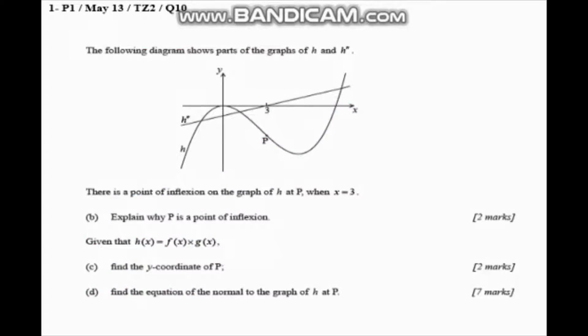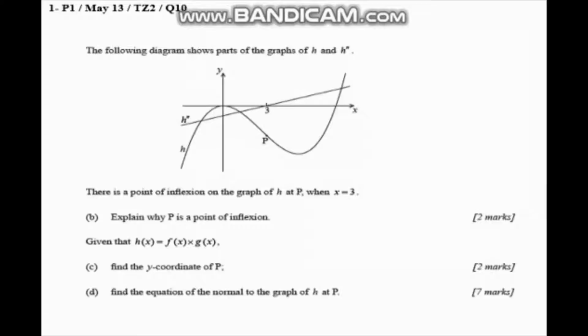Finally, in question D, we are required to find the equation of the normal to the graph of h at P. In order to find the equation of the normal, we need a point and a slope. The point is provided, which is point P, and we know that the x-coordinate is 3, and the y-coordinate has been obtained in question C. So we already have the coordinates of point P. What remains for us to do is to find the slope of the normal line.